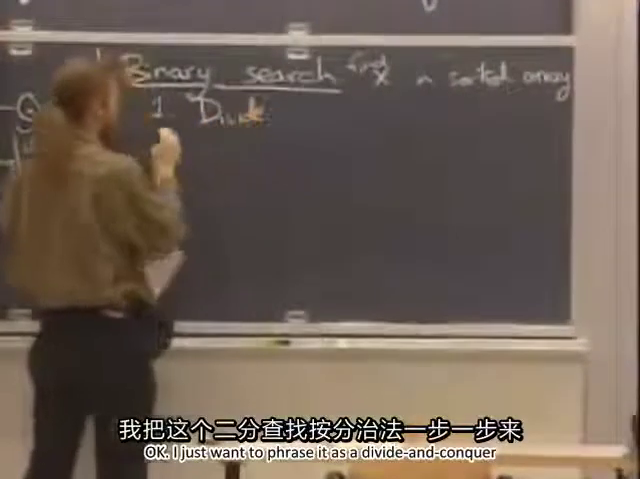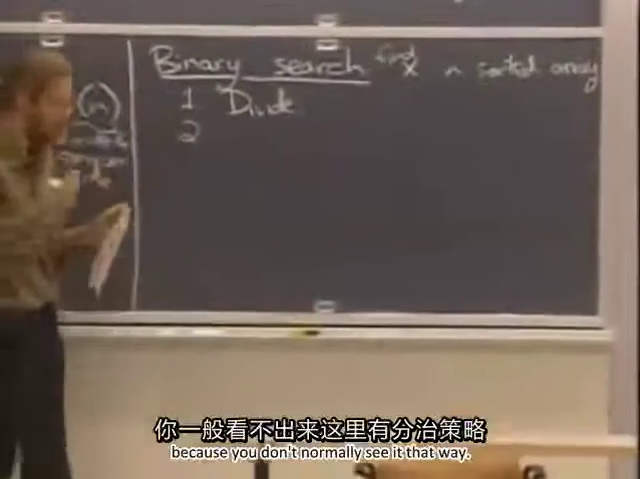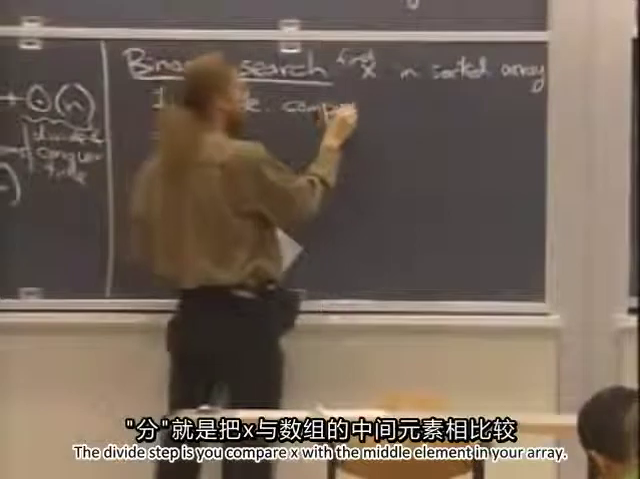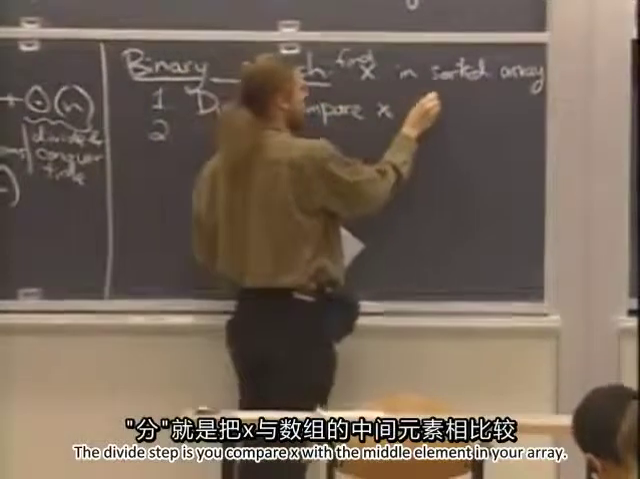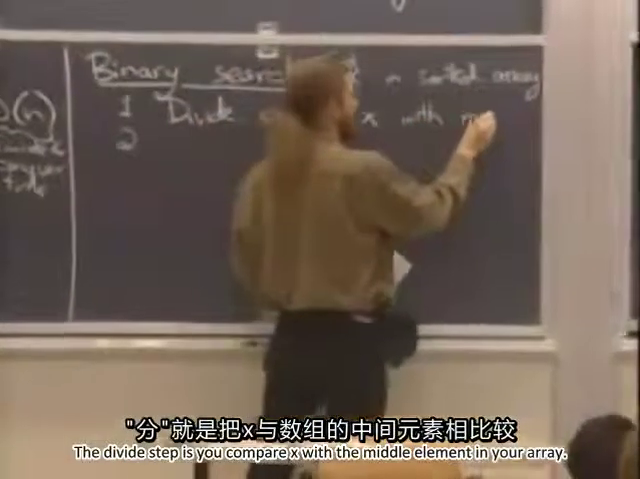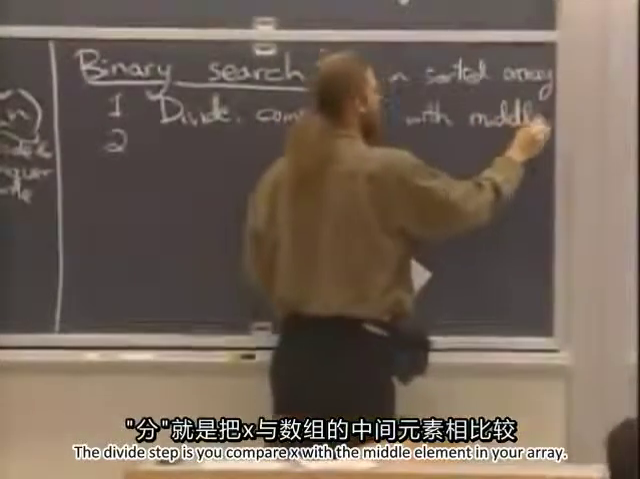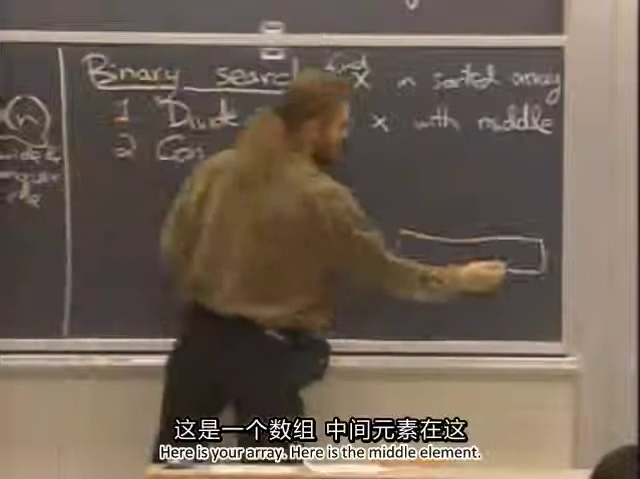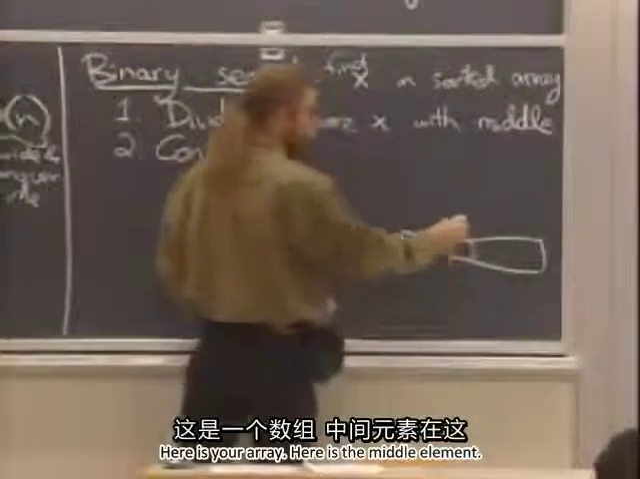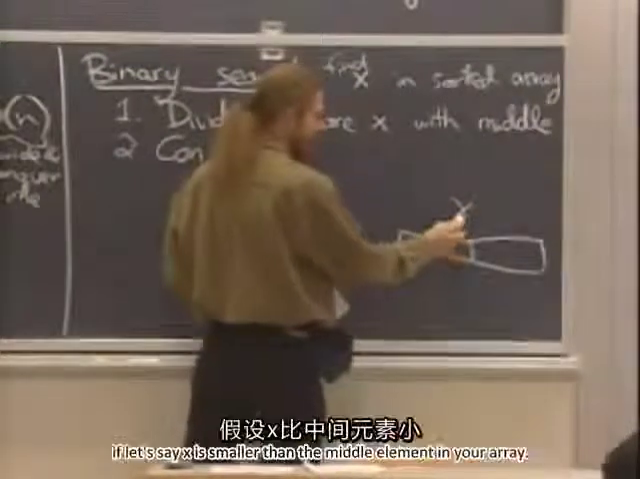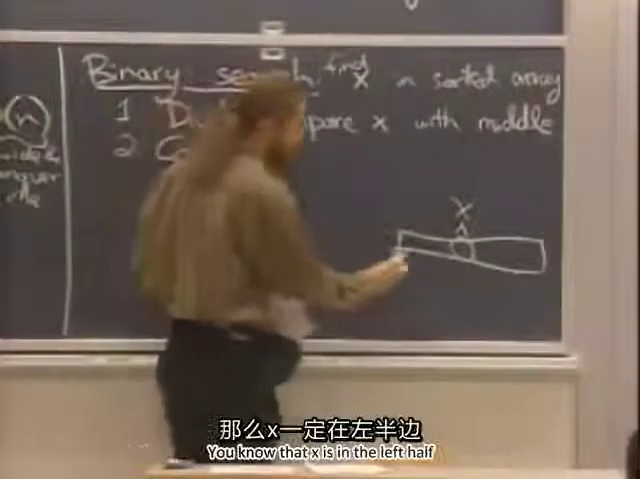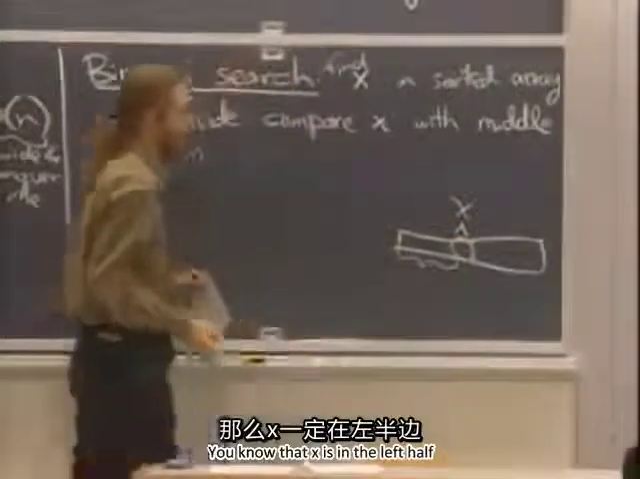So I just want to phrase it as a divide and conquer because you don't normally see it that way. The divide step is you compare x with the middle element in your array. Then the conquer step: here's your array, here's the middle element. If x is smaller than the middle element, you know that x is in the left half because it's sorted.